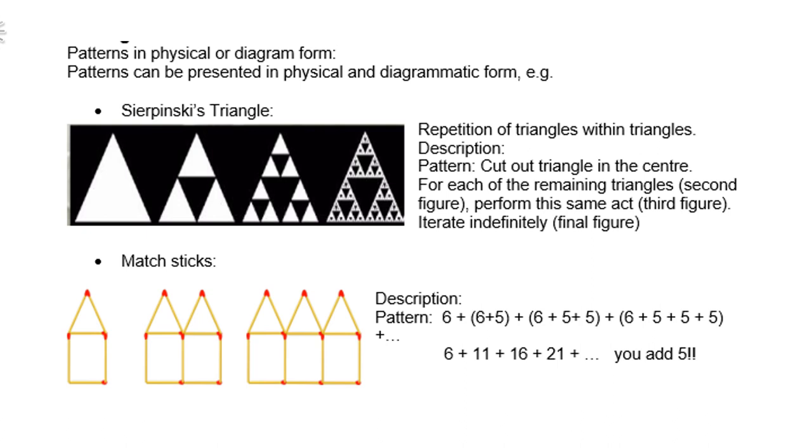Look at the matchsticks. If you look at the first diagram, we'll have 6 sticks. Then the next one will be 6 plus 5 sticks, which is 11. Then the third one is 6 plus 5 plus 5, which gives you 16 sticks. Then the next one will be 6 plus 5 plus 5 plus 5, 21 sticks. So you can see there is a pattern. 6 plus 5 is 11, plus 5 is 16, plus 5 is 21. So there is definitely a pattern.